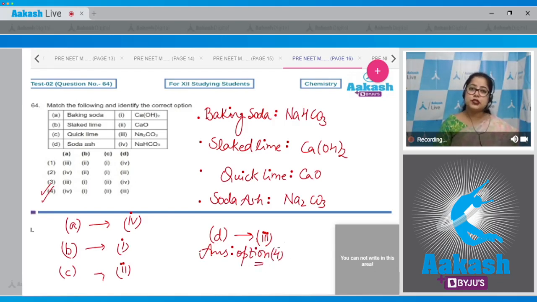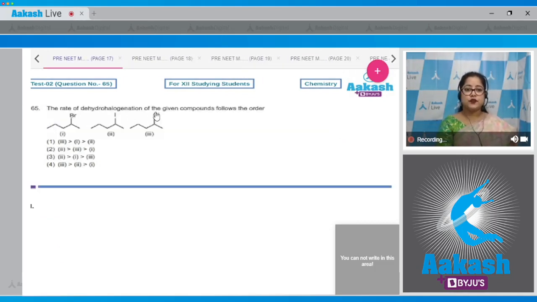Moving to the next question, students, which is question number 65. The rate of dehydrohalogenation of the given compound follows the order. Student, this is a very easy and a very interesting question. First of all, you have to understand the meaning of dehydrohalogenation, and then we'll continue the question. So dehydrohalogenation. Here de means removal. Dehydrohalogenation means removal of hydrogen as well as halogen. As a result of dehydrohalogenation, we'll get an alkene. I hope you people know this.